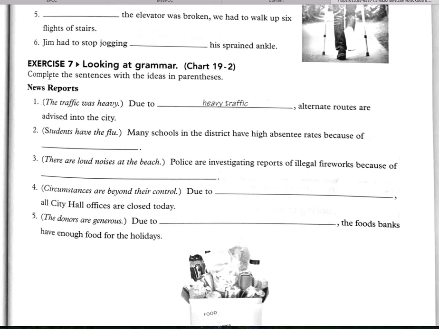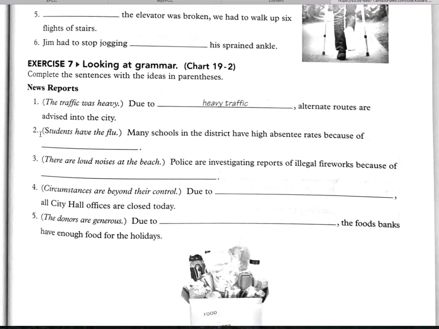Let's look at number 7. Exercise 7. Complete the sentences with the ideas in parentheses. So here, news reports. These are reports you hear on television, radio, or even you read on your cell phone. So what you're doing is you're summarizing the information in the parentheses. Number 1, the traffic was heavy. Since we're using due to, we know that we're going to follow it with a noun object. Due to heavy traffic, alternate routes are advised into the city.